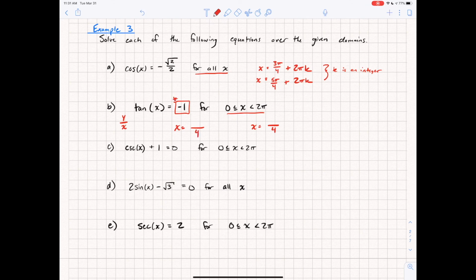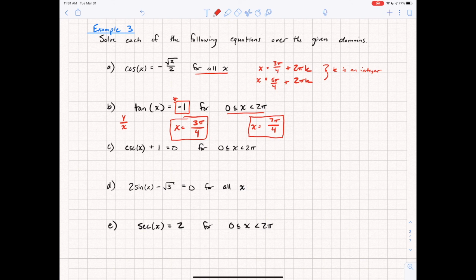And this is where the negative is going to come in. Tangent is negative in quadrant 2 and quadrant 4. So this means I'm looking for my angles pi over 4 that exist in those 2 quadrants. In quadrant 2, this happens at 3 pi over 4. And in quadrant 4, this happens at 7 pi over 4. And these are my 2 solutions in one cycle of the unit circle.